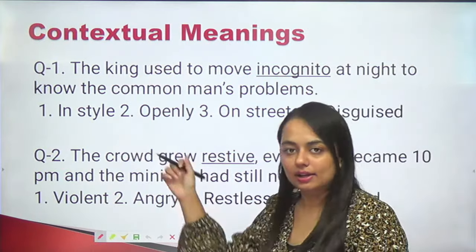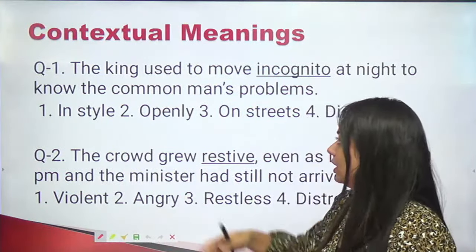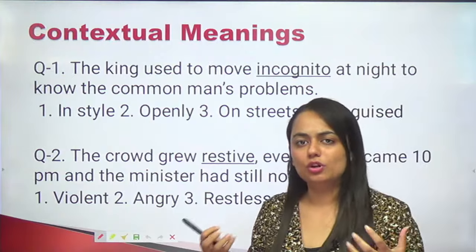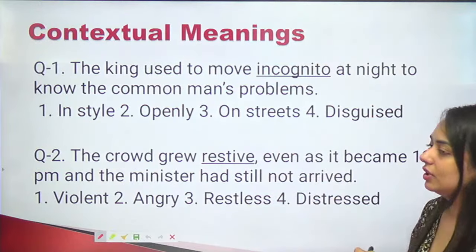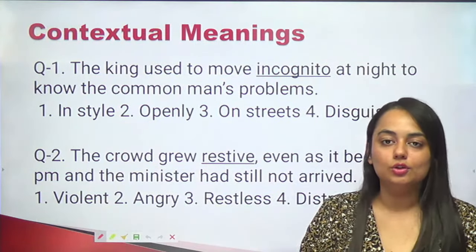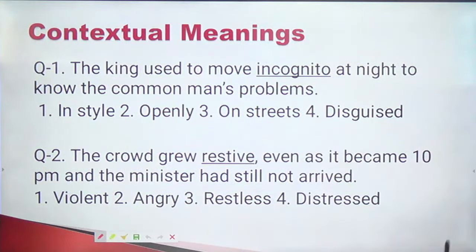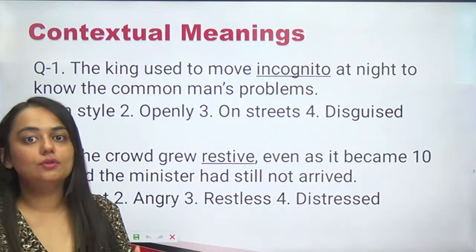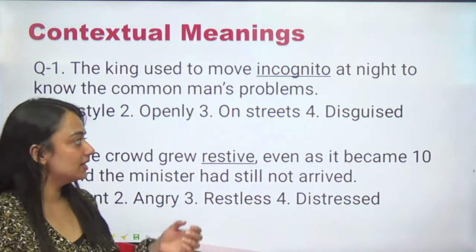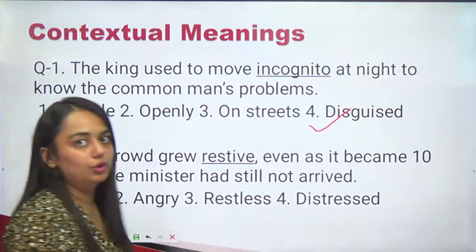Can it be in style? Why would he move in style and unnecessarily gain attention of people around him? The next one is openly. If he wanted to move openly, he would have moved in the daylight, right? Next is on the street. This option is absurd, it's not something that's going to fit here. The last one is disguised. Disguised is he was in a costume, we can say, or he was hiding his identity. So yes, disguised is the right answer for incognito. So our answer is the fourth one.